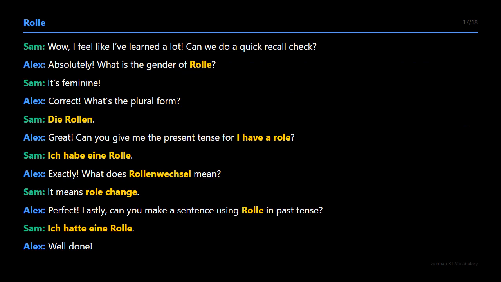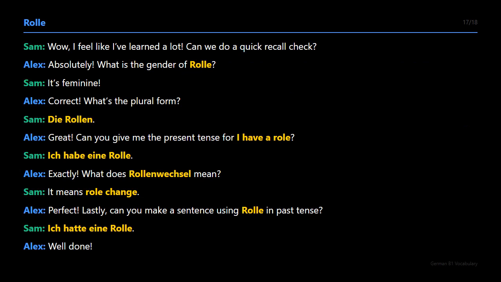Exactly. What does Rollenwechsel mean? It means role change. Perfect. Lastly, can you make a sentence using Rolle in past tense? Ich hatte eine Rolle.